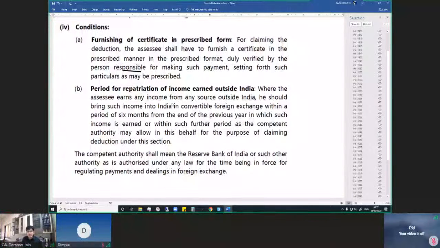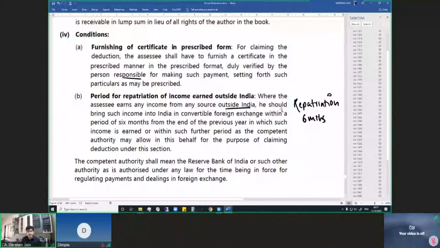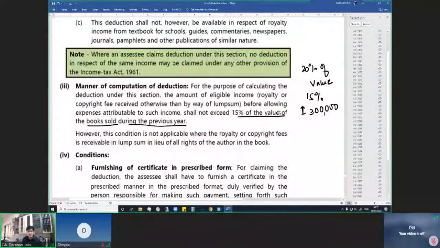It could happen that royalty is earned from a publication house outside India. When the source of income is outside India, you'll have to bring that income into convertible foreign exchange within 6 months from the end of the year in which it is earned. Only if you repatriate the funds from outside India, and repatriation is important, within 6 months. If you have repatriated the amount of royalty that you have earned outside India, only then could you claim deduction under 80QQB. If you don't do that, nothing would be available as deduction.